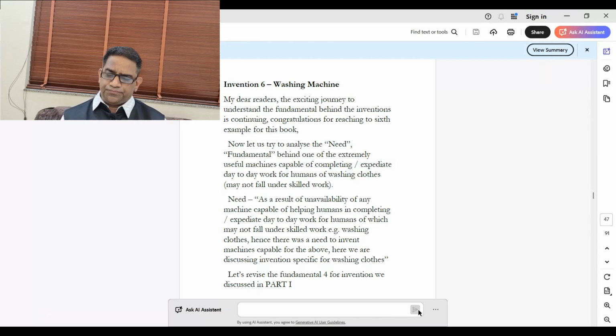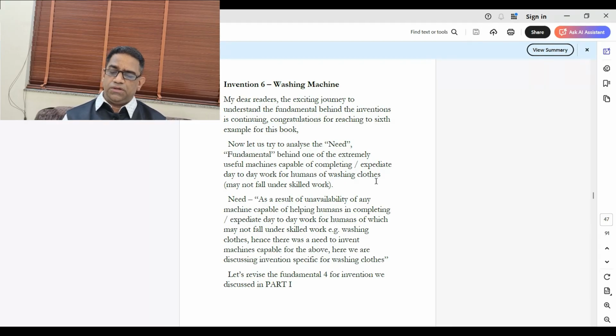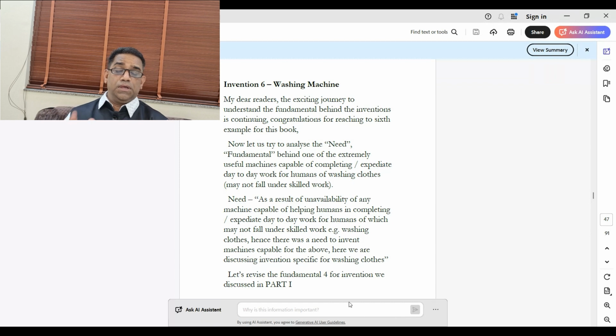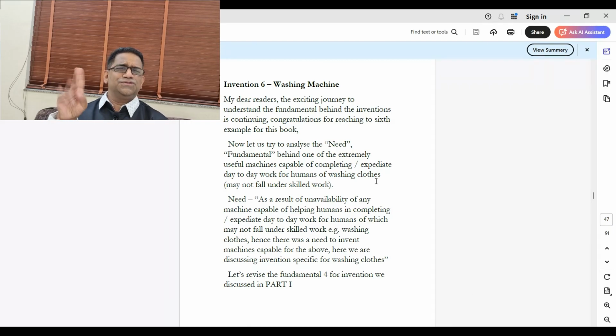So the need: as a result of the unavailability of any machine capable of helping humans in completing day-to-day work which may not fall under skilled work, that is washing clothes. Hence there was a need to invent machines capable of the above. Here we are discussing an invention specific to washing clothes. Okay, let's revise the fundamentals. We have reached the fundamental four. We're going to touch upon all fundamentals. FI1, you remember. FI2, you remember. FI3, and now FI4. Good.